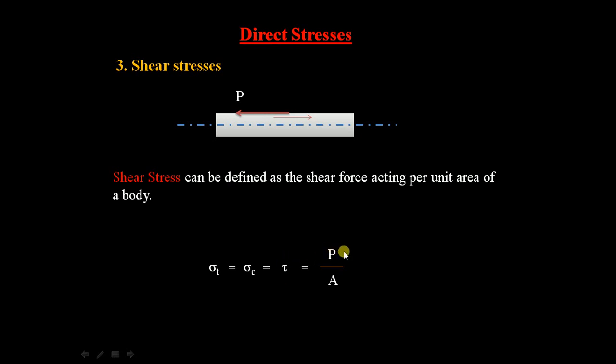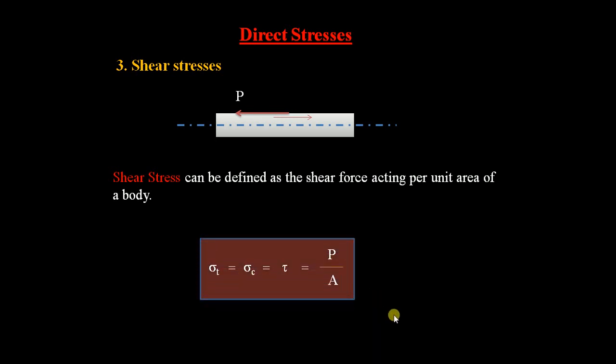Here, in place of P, according to the type of stress, we need to consider the P, that is the force or load we are applying over the body. So that is about stress and its types. Next we go for discussing strain. So what do you mean by strain here?